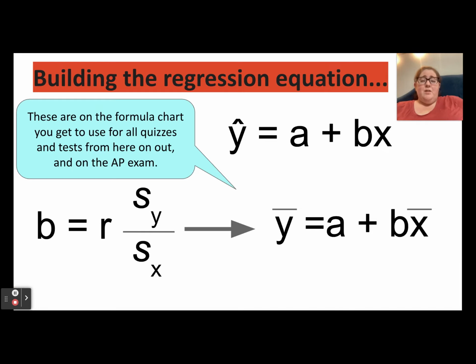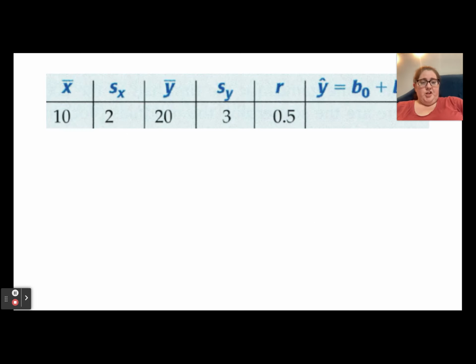And these formulas are on the formula chart. From here on out, I'll let you use that formula chart for all quizzes and tests that you take. But it's also a formula chart you use on the AP exam. So these formulas are on there. They're not things we have to memorize. So I'm going to show you an example of how we would use those formulas to build a regression, least squares regression equation using this information we're given right here. In this example, I'm just straight up giving you the information, and we're going to go from there.